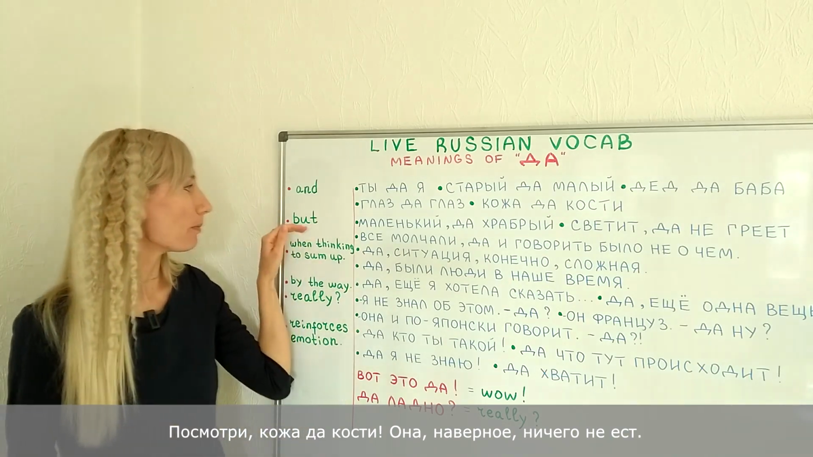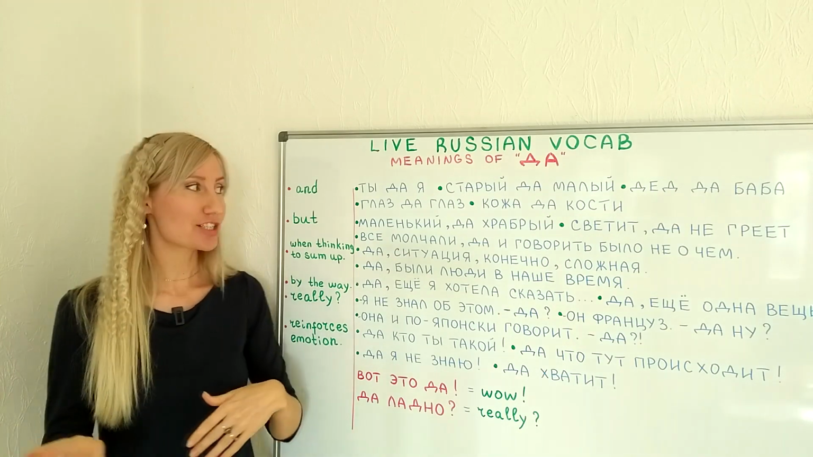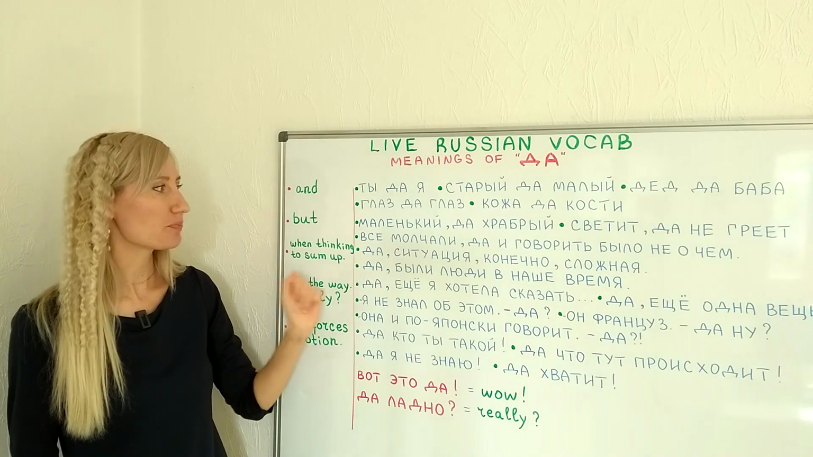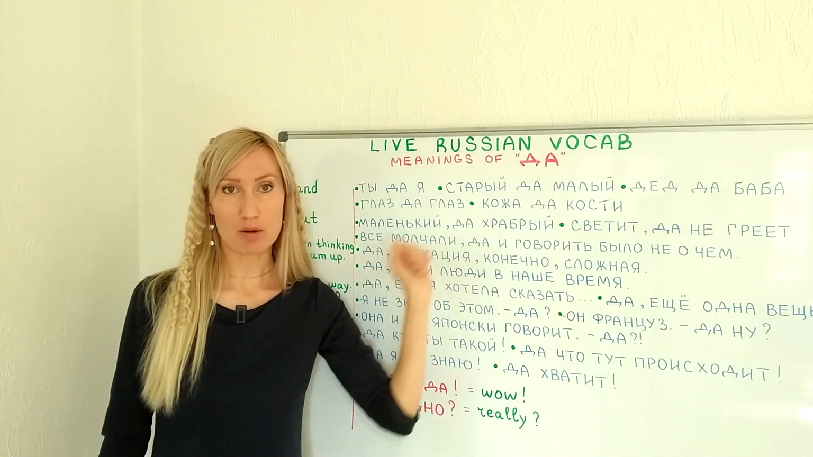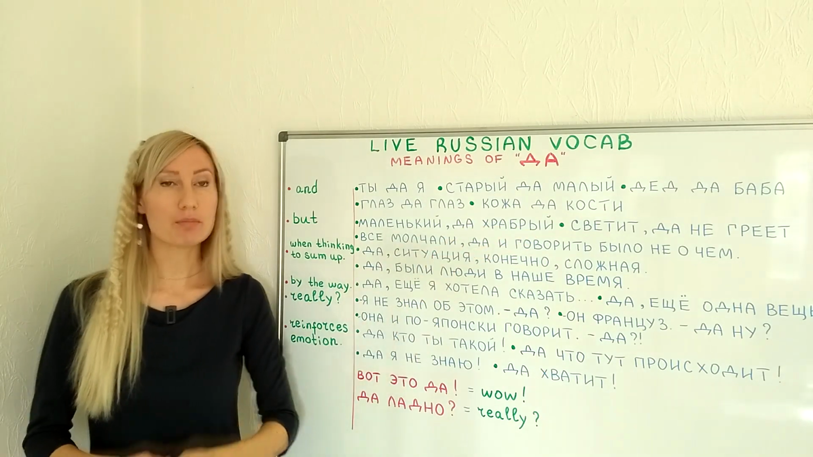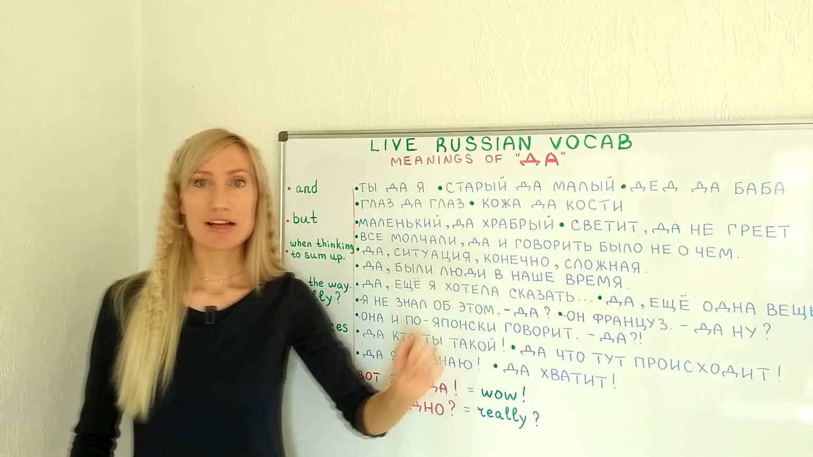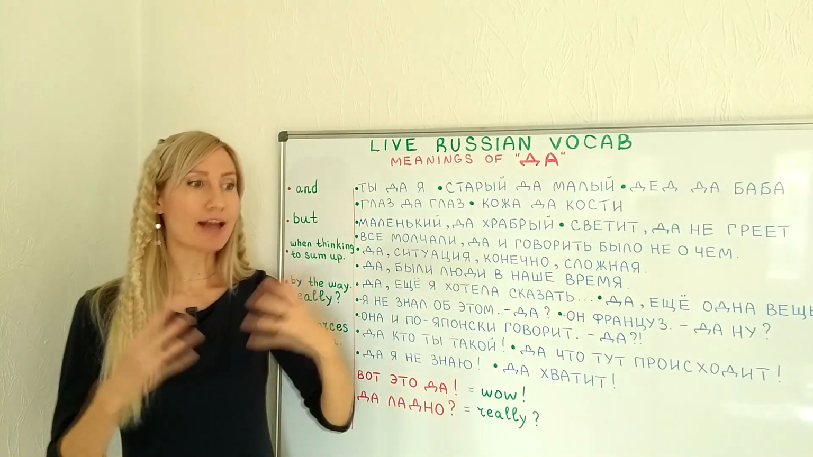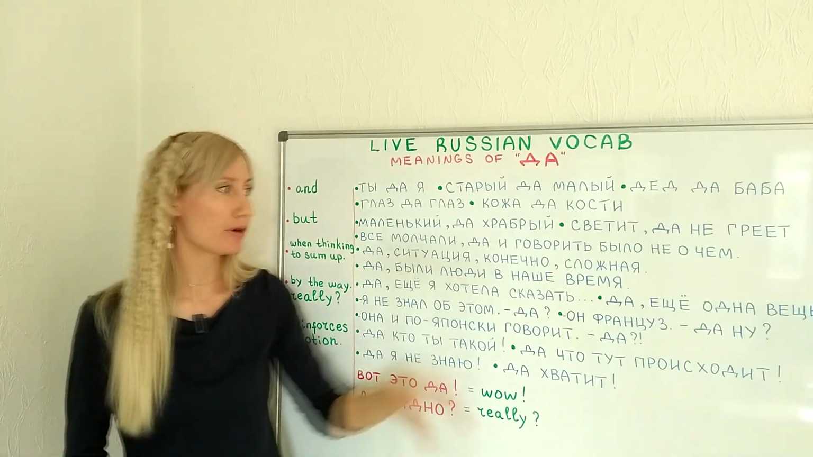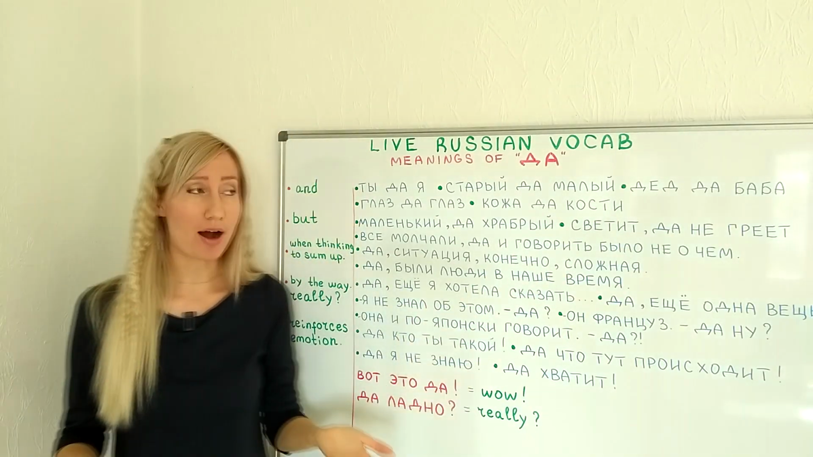Well, now let's get to "but." Sometimes "да" can mean contradiction. In this case, we put the comma before it. This is important. Маленький, да храбрый. Small but brave. So he's little, but he's brave. Светит, да не греет. It gives the light, it lights up, but it doesn't give any warmth. Греть, to warm up. So it gives the light, but it doesn't warm up.